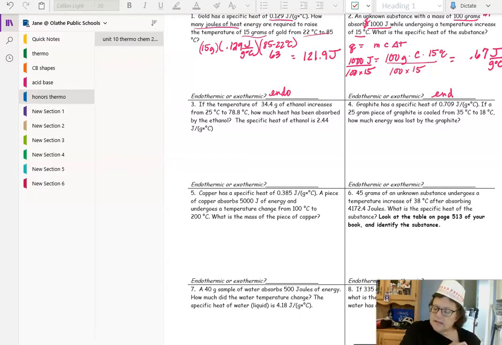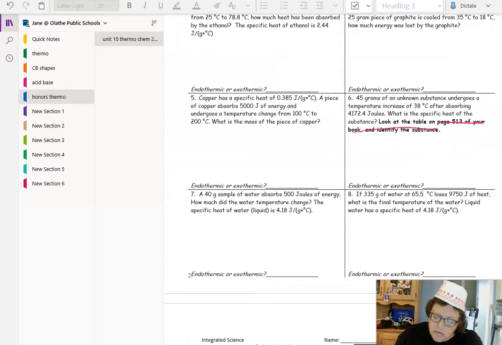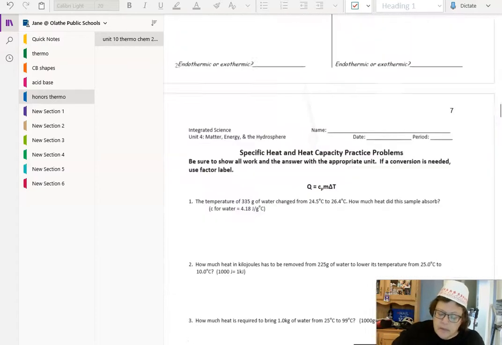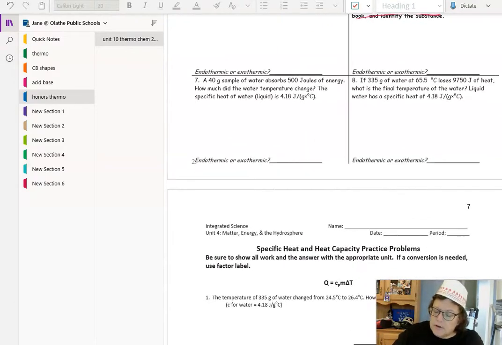Question number 6 says, look at the table on page 513. You don't have a textbook, so you can Google specific heat and come up with a table. I don't remember the answer to this one. Let's see if I can figure it out real fast. Well, no, I will figure it out later. All right. So you should be able to go through and do those.